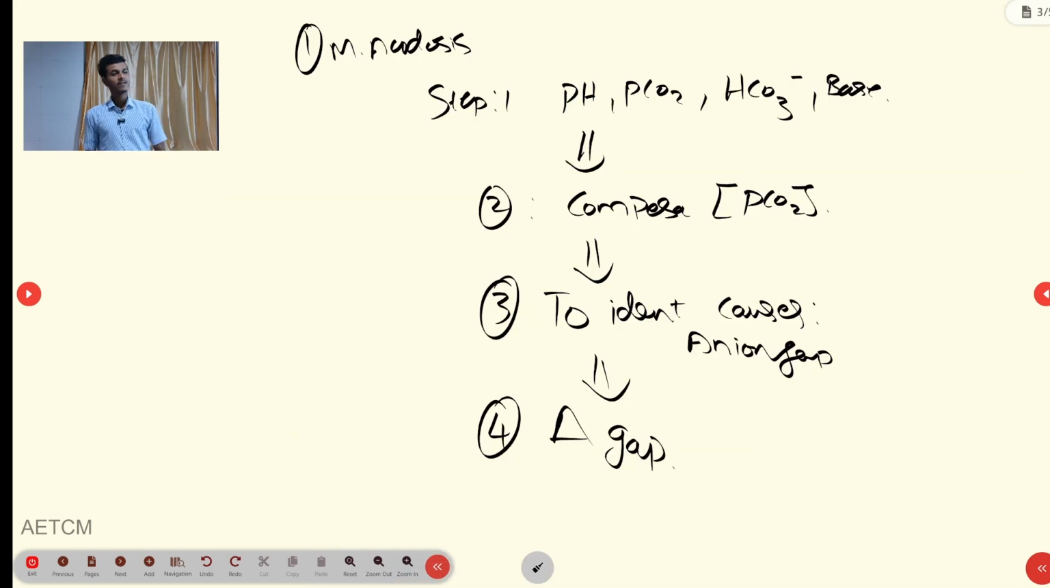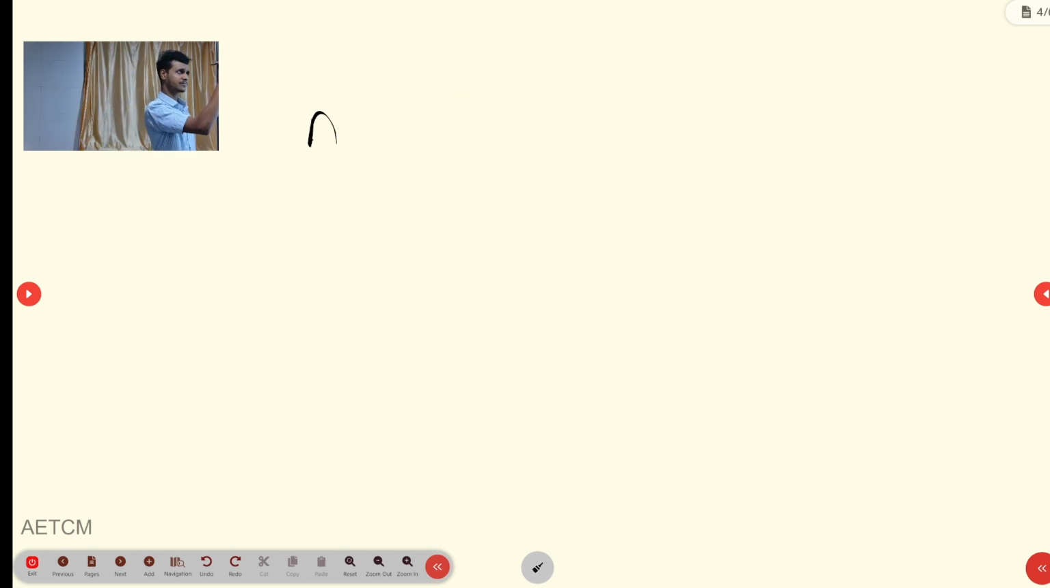What is our third step? We are going to identify the causes or etiology. For that we are going to check the anion gap. How do you calculate the anion gap? Mostly in our ABG paper itself we will get the anion gap, but for that calculation you just remember sodium.